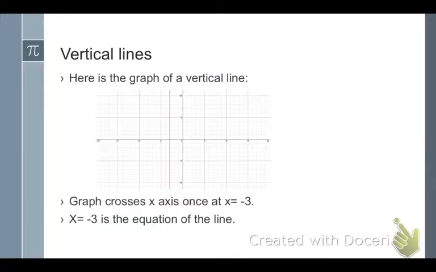And this one I'm looking at right now, I can see I cross the x-axis at -3. So I cross the x-axis at -3, and that's how I write the equation. If I pick points on this line, we'll see that x is always -3.